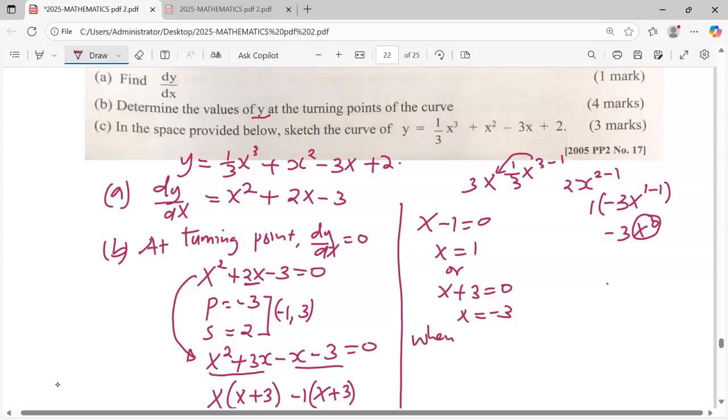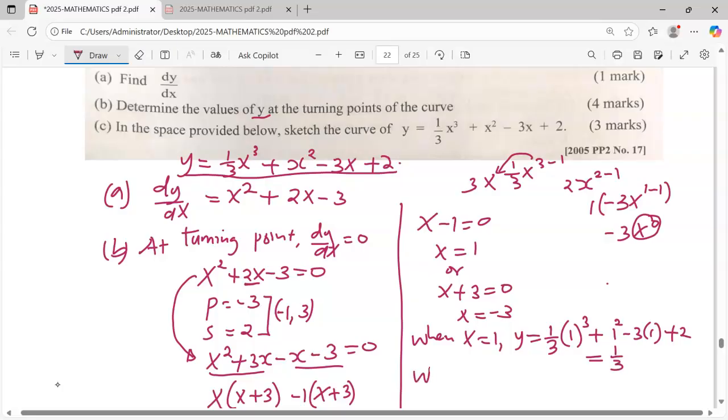So we can say when x is positive 1, then the value of y is going to be, we take x to the main function, we are going to have a third times x, which is 1, cubed, plus x squared, which is 1, we are going to square this, minus 3 times x, which is 1, plus 2, and this one is going to give us the value of y at x equals 1 as a third.